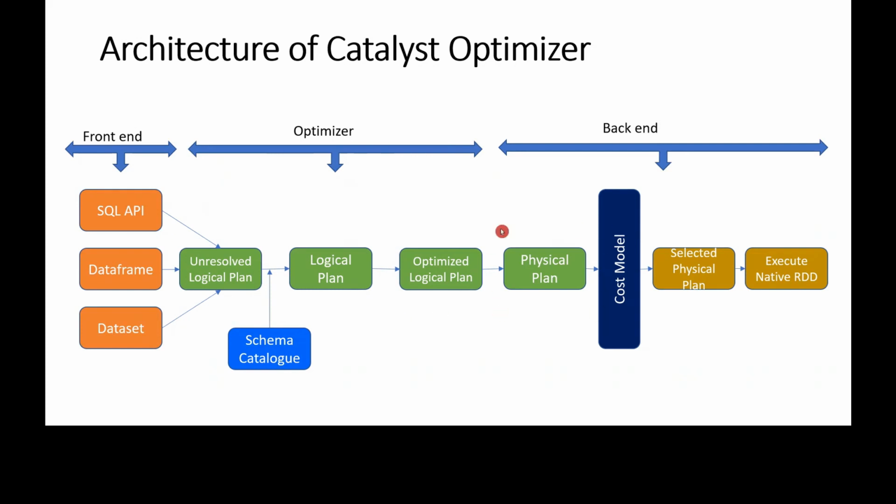Then it creates physical plans to process the data. The cost model evaluates all the physical plans and calculates the cost, and based on the cost it chooses the most efficient plan, which needs the lowest cost. Once the suitable physical plan is selected, it is converted to Java bytecode in the next stage, and finally it is submitted to the executor for execution.